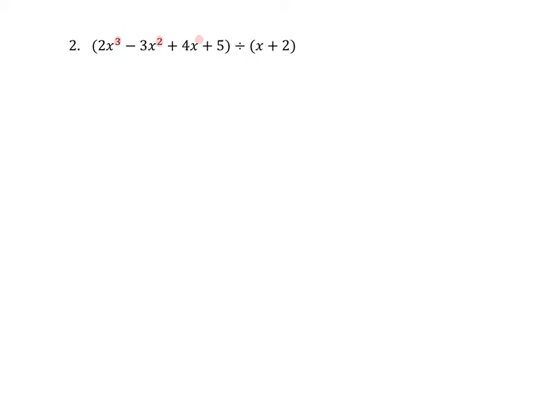So for long division, we're going to be dividing x plus 2 into 2x cubed minus 3x squared plus 4x plus 5. Okay, so the first step is to divide. So when we divide, we only want to divide the first term by the first term. So 2x cubed divided by x. When we do that, we get 2x squared, and so that's what's going to go right here.